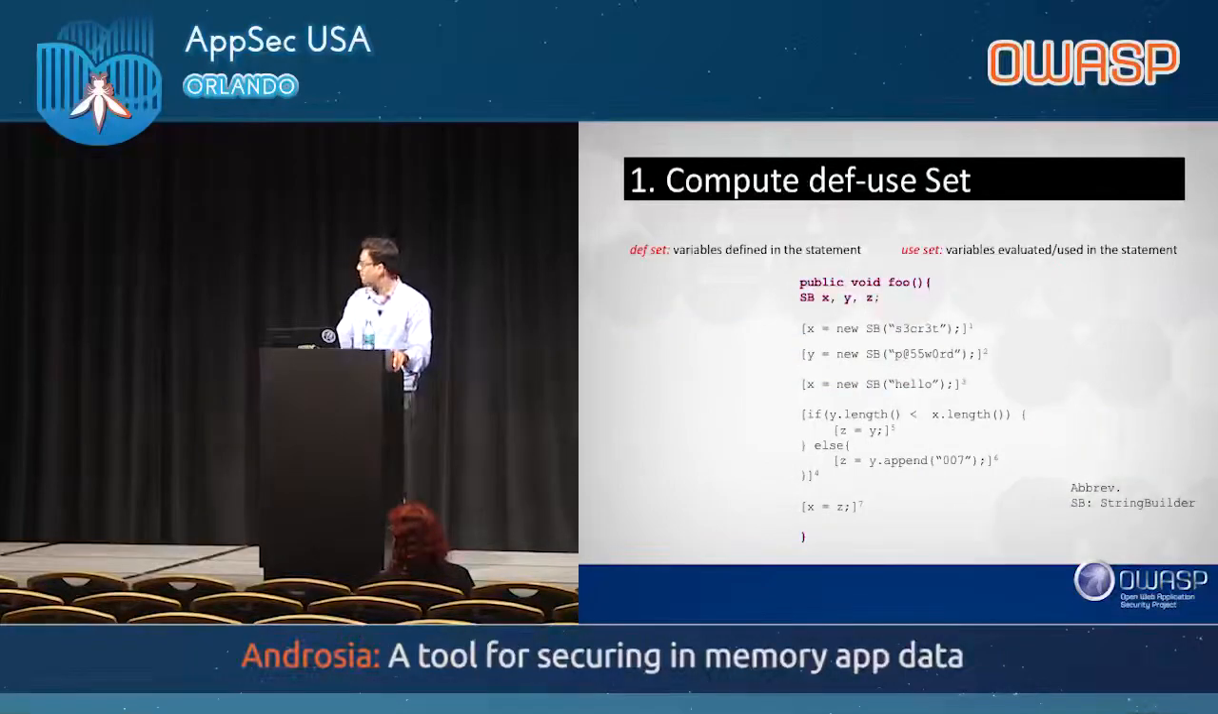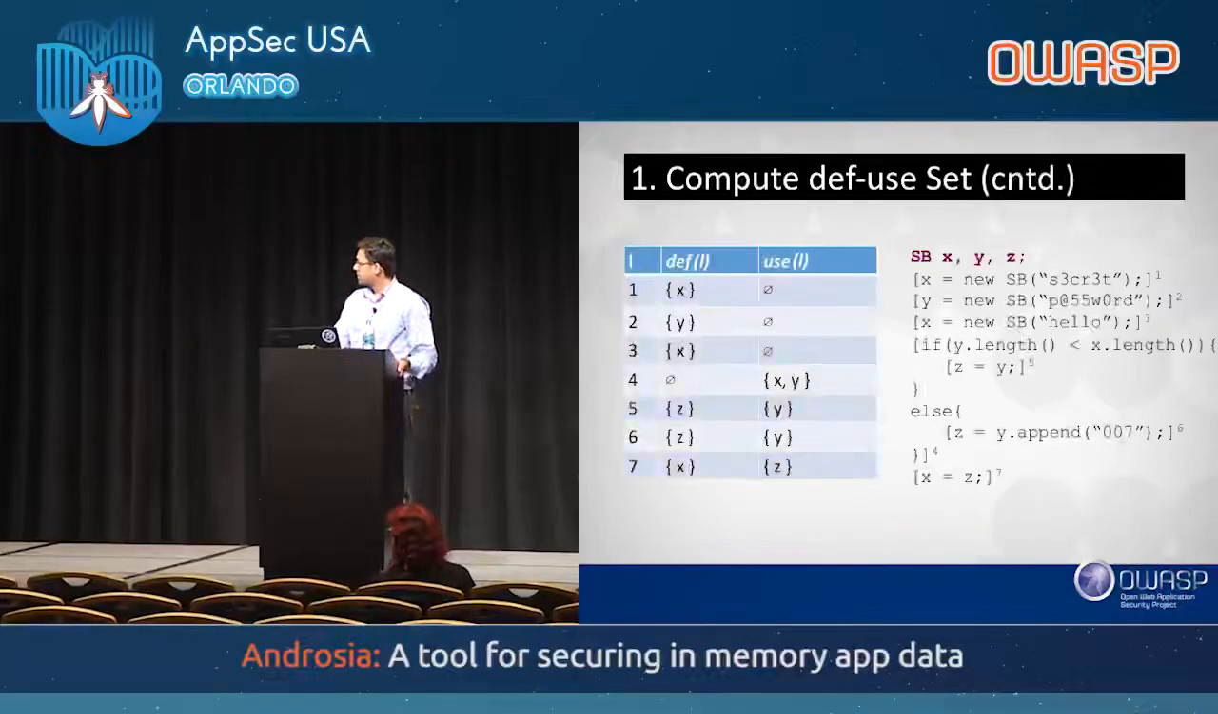So now we're going to do step 1, where we're going to compute the def-use set for the same code. The def set will contain all the variables that are defined in that statement, and the use set will contain all the variables that are used in that statement. And this is how the def and use sets will look. So for the last statement, we'll have x as the def in the def set and z in the use set, and so on. Pretty intuitive.